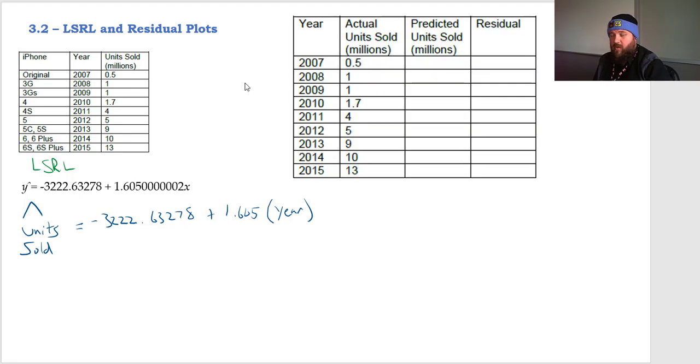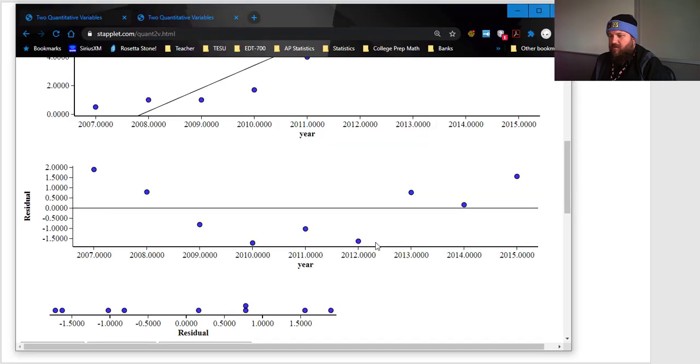So let's use this equation to predict units sold for each year, and then find the residual, the actual minus predicted, and see how that looks. Okay, so there are the calculations for all our predicted units sold in millions, and then the residual. Now let's go back and look at that residual plot that we had in Statlet. So here's the residual plot that is made from the least squares regression line.